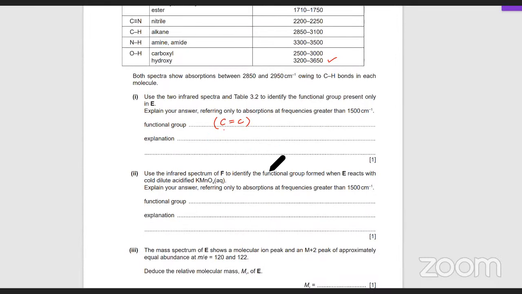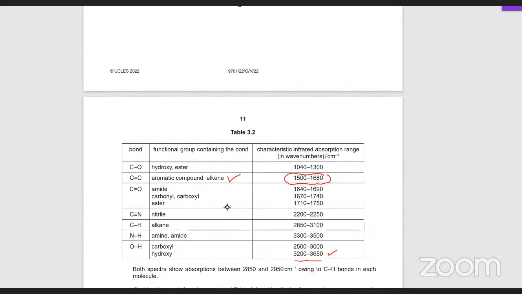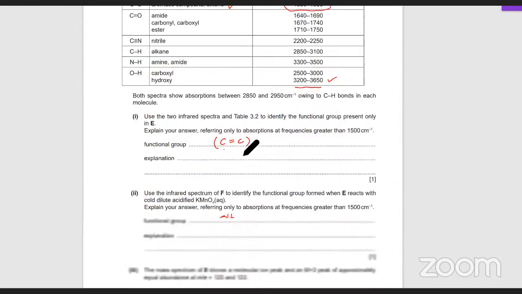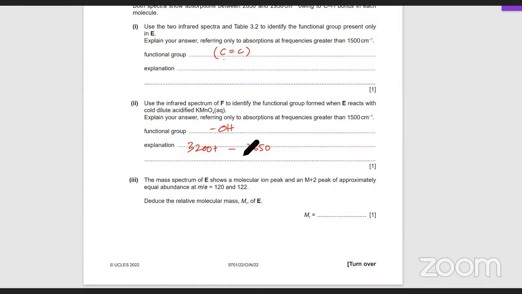फिर कहा use infrared spectrum of F to identify the functional group formed when E reacts with cold dilute KMnO4. तो हमें पता है it's going to form a diol, alcohol OH group. How do we know that? क्योंकि वो 3200 plus के ऊपर, 3200 to 3650. You're getting an absorption at this range. तो इस range पे आपके पास absorption आ रही है. तो एक मार्क इंफ्रारेड स्पेक्ट्रम में कोई बड़ा क्वेश्चन नहीं आता. It's just a 3 mark question.